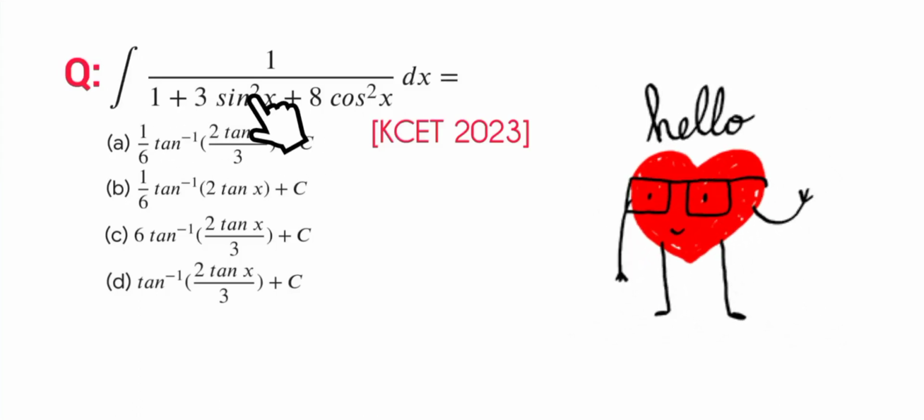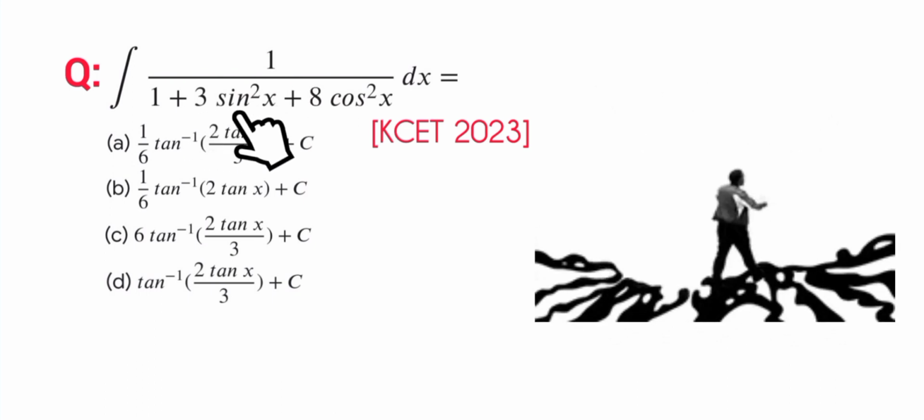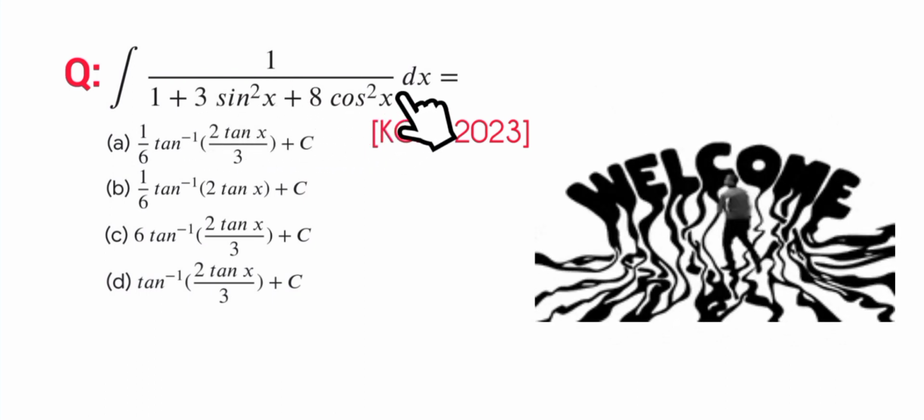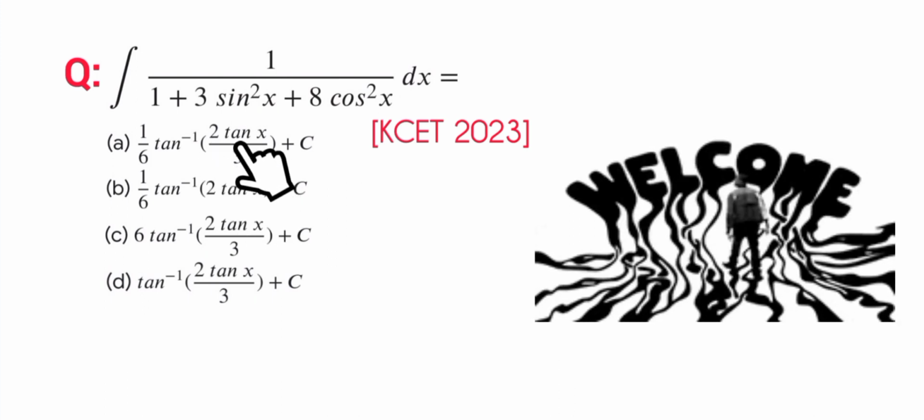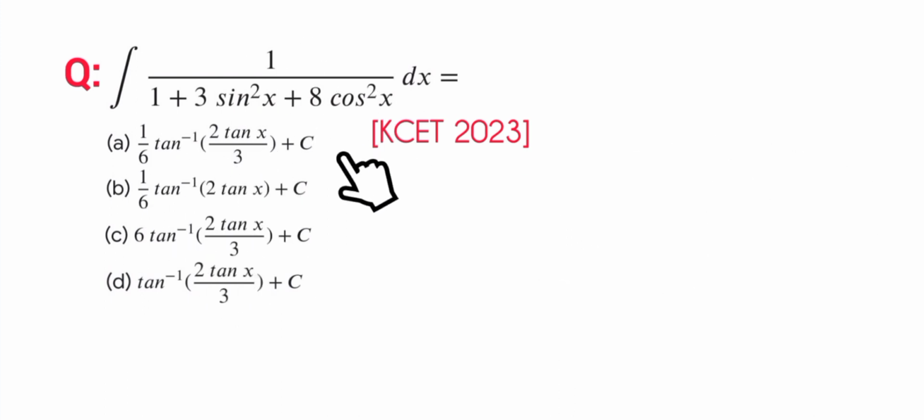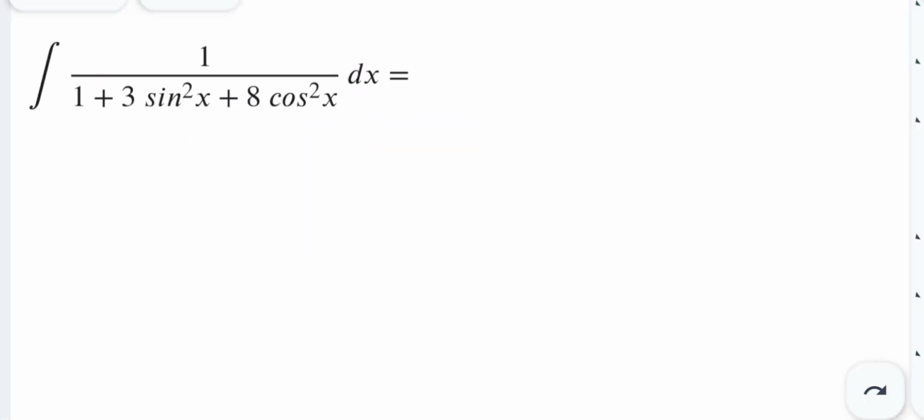We have to find the integration of 1 divided by 1 plus 3 sin square x plus 8 cos square x dx, and options are given in tan. So we have to integrate this. Why am I telling options? Because I will get a hint by seeing the options that we have to convert this whole thing in tan. So first of all, I will convert the whole thing in tan.